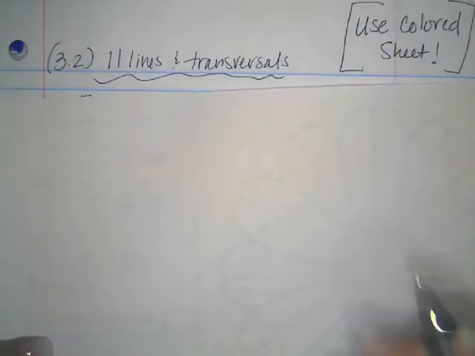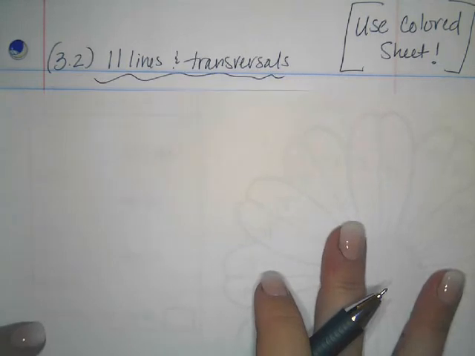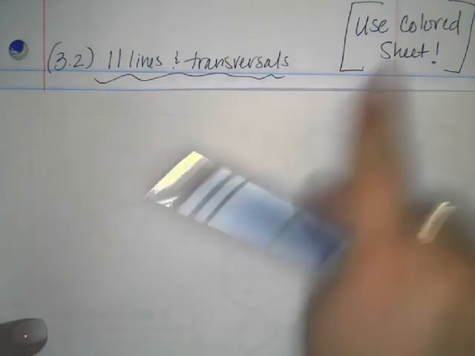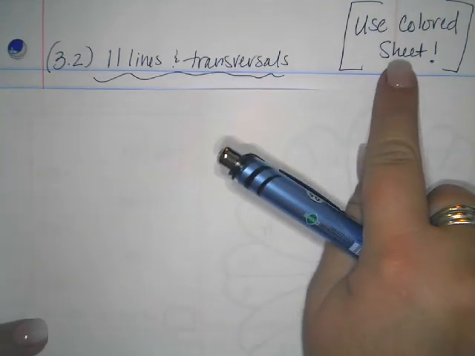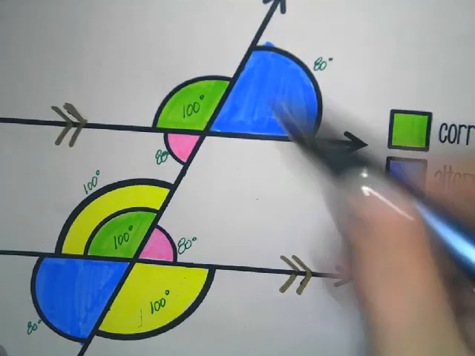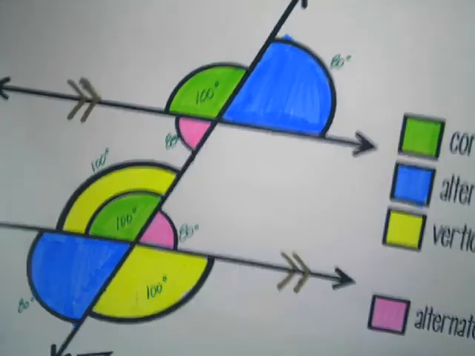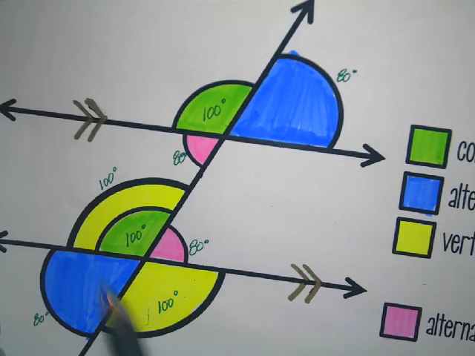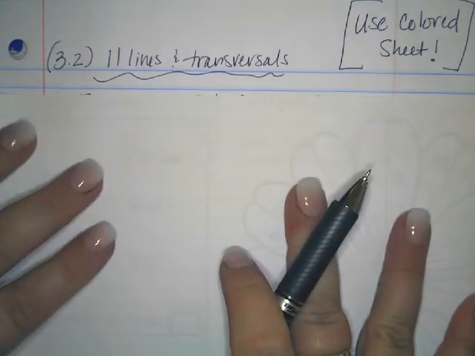In section 3.2, it really just picks up from 3.1. That's why we kind of put them together. And please use that colored sheet. So the one that I'm talking about is this guy right here, where we looked at a transversal and we looked at parallel lines and the angles that those created. So it's going to be really important to still have that sheet and to still use it.